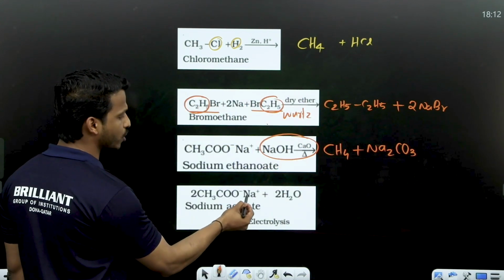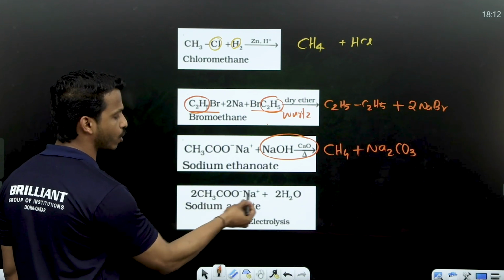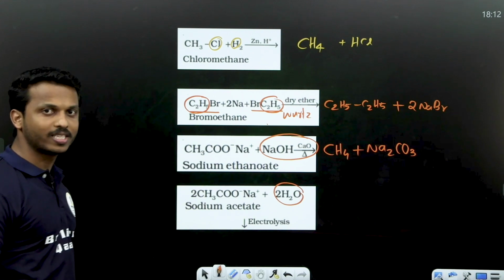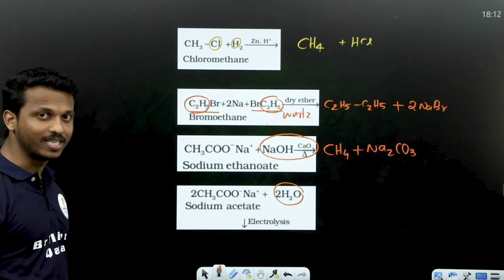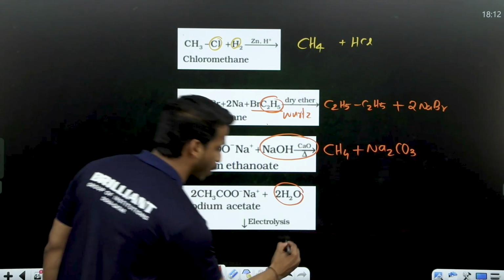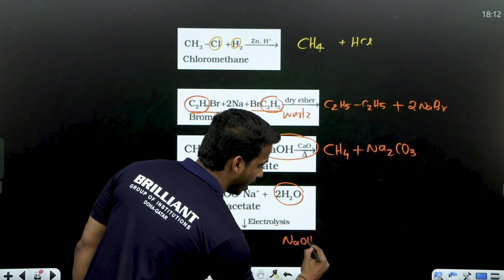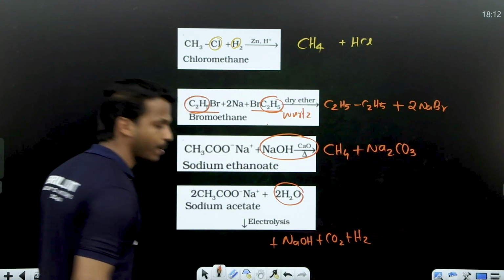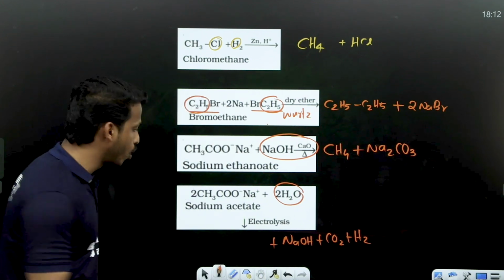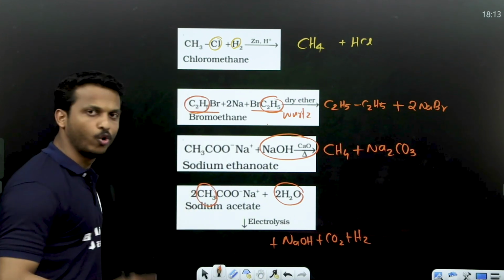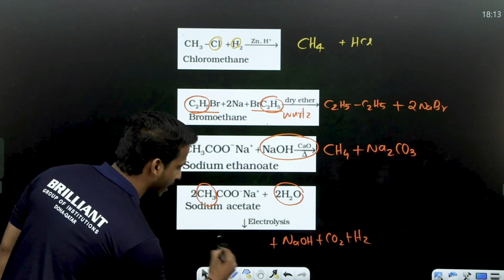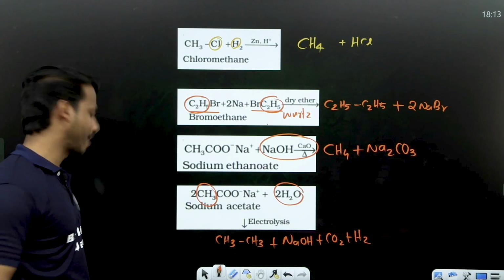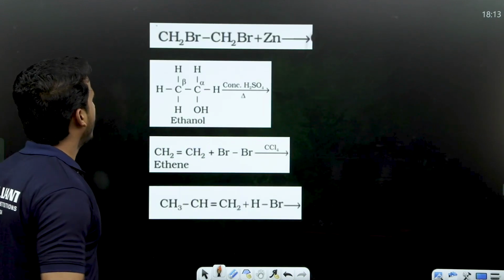Next. What happens? Sodium salt of ethanoic acid, or sodium acetate, with water and passing electricity. What is this reaction? Kolbe's electrolysis. Kolbe's electrolysis byproducts, hope you remember, are NaOH, carbon dioxide and hydrogen gas. How to write the product in Kolbe's? Double the alkyl group. CH3 becomes CH3, CH3. You will get ethane. Clear all?